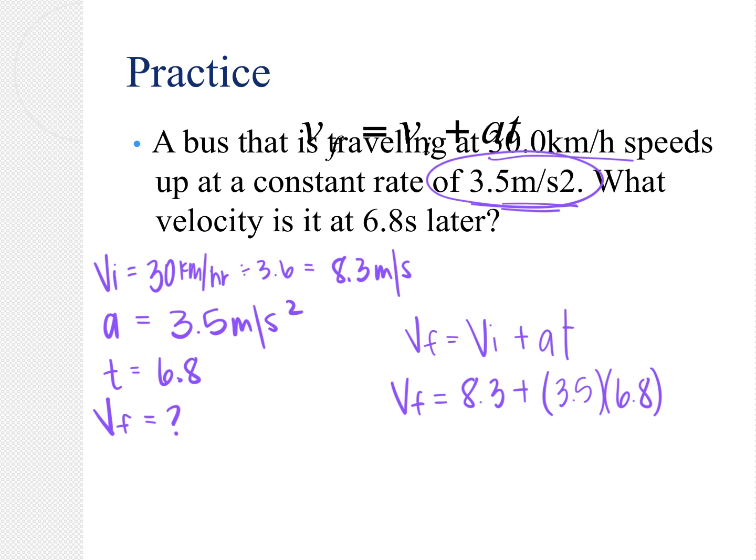What do you expect to happen to the velocity? To get bigger or smaller? Bigger. Yeah, because we're speeding up. So my final velocity there is about 32.1 meters per second. And my units would just be meters per second, not meters per second squared.